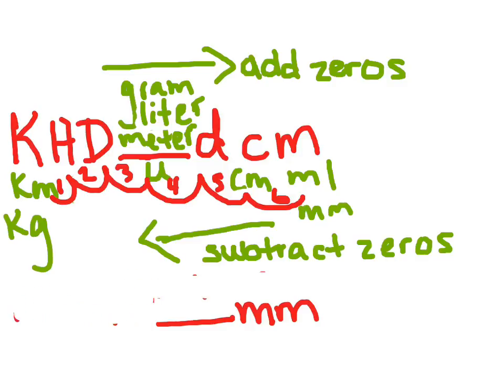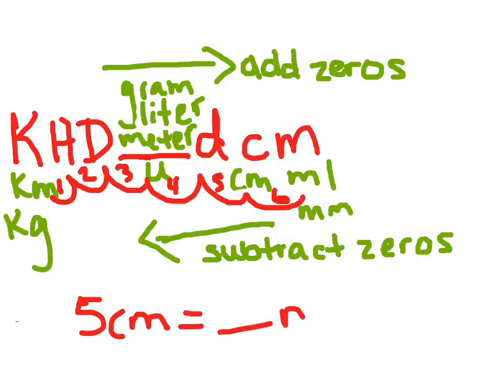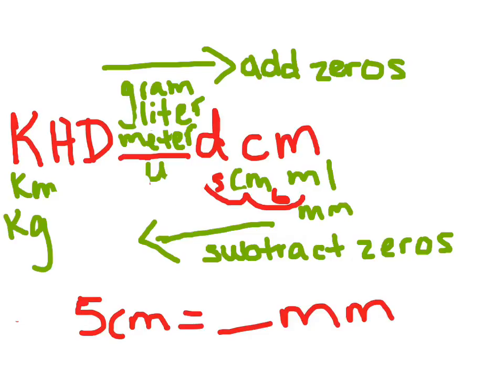Okay? Now, if you were going from 5 centimeters to blank millimeters, let's erase this so that you can see it first. Alright, so you would be moving over 1 from centimeter to millimeter, which means you would add 1 zero. Okay? So that's how you do it when you're adding zeros.